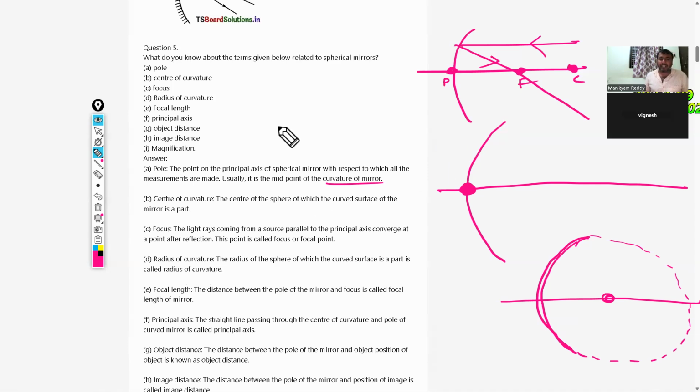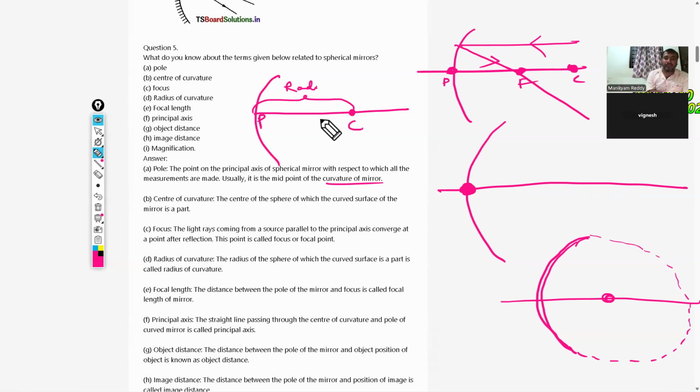Next, radius of curvature. This is C, this is the pole, and this is called the radius of the sphere. The radius of the sphere of which the curved surface is a part is called the radius of curvature.